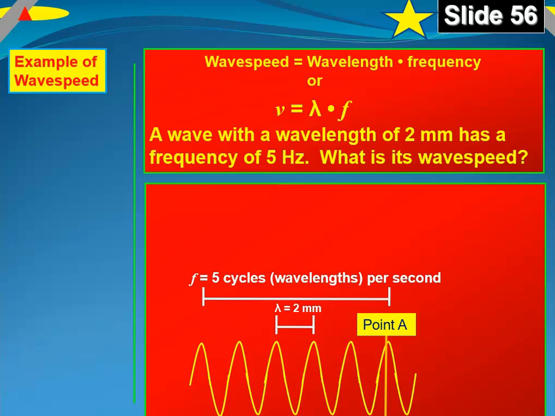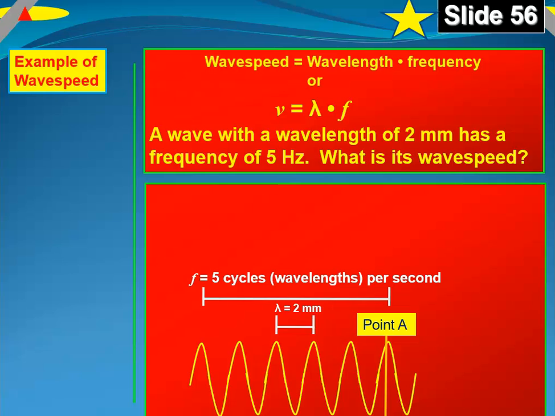Okay, so there's the equation again at the top. It's wave speed equals wavelength times frequency. So here's just a simple example problem. A wave with a wavelength of 2 millimeters has a frequency of 5 hertz. What is the wave speed?